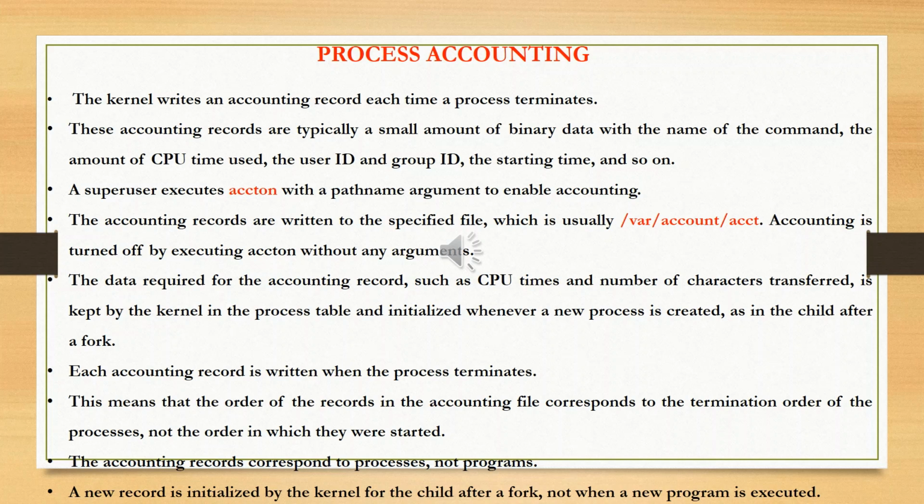Nothing but the syntax of process accounting is considered data bytes in binary form, and you type the name of the command you are using, how much CPU time is required for the processor to execute that command, the user ID of that command, the group ID of the corresponding process, what the initiation time is, what the end time is, and so on. The whole thing will be recorded. A super user executes acct with a pathname argument to enable accounting.